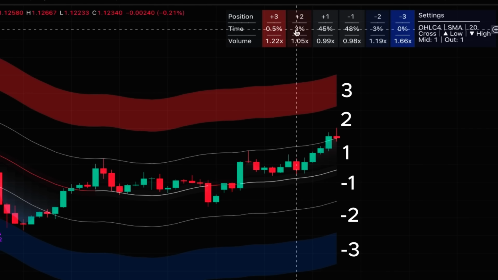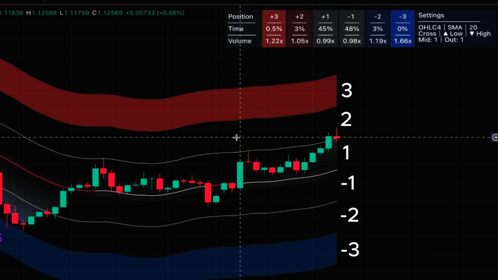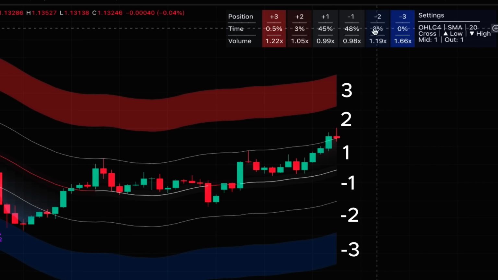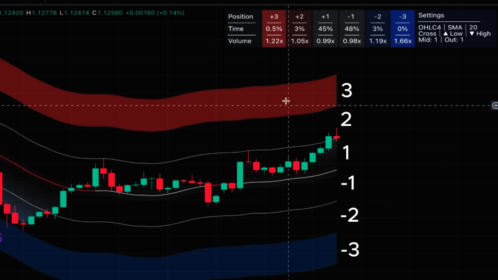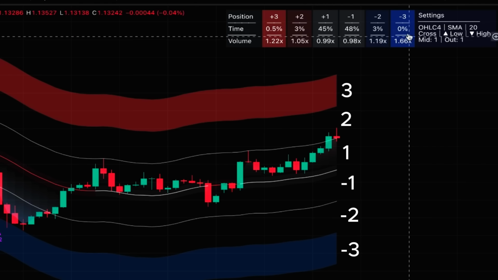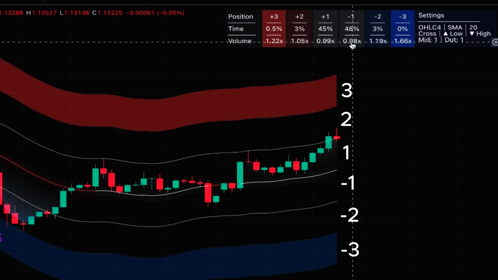Based on the table, 3% of the time the price was in this area, and also 3% of the time in this area. And for this area and this area that are considered high risk, you can see that we have a very small amount of percentages. This table also shows information about volume for each of the areas.